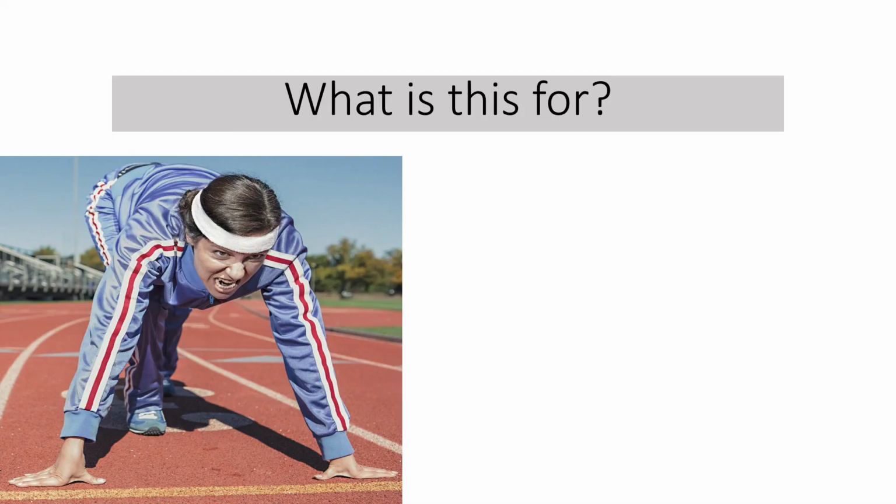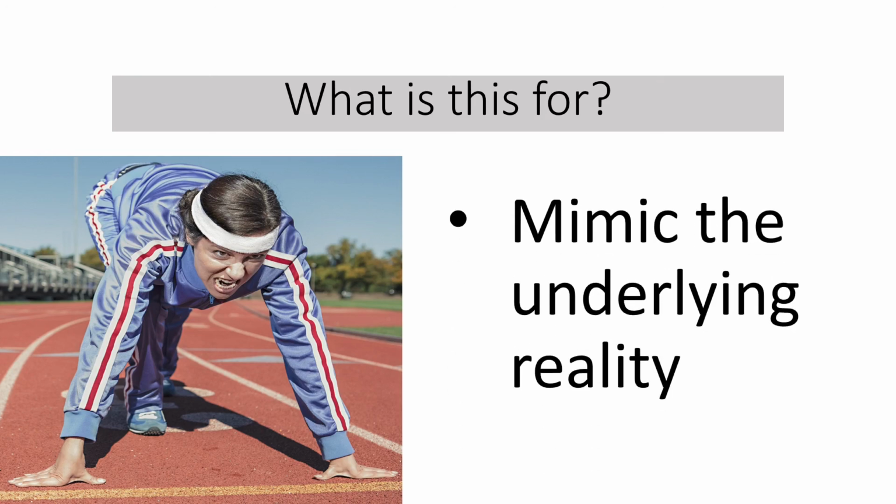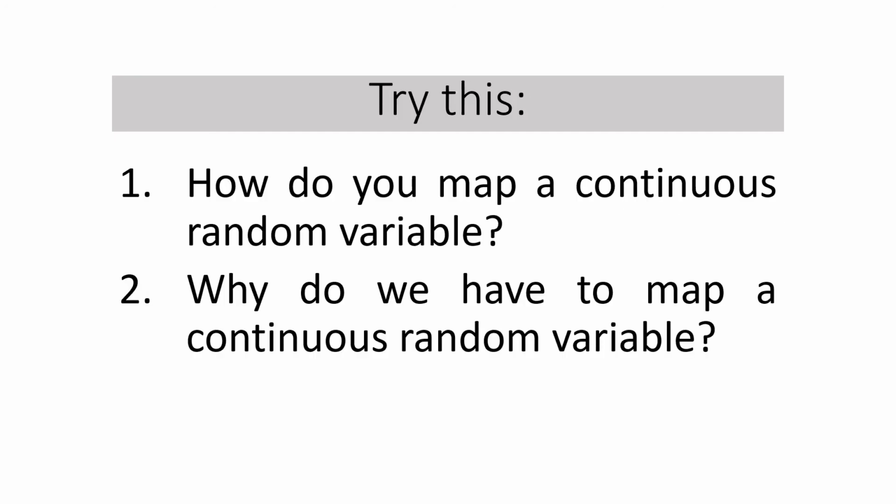What is the significance of knowing this? In many situations, values can be countless within a certain interval, like when you are asked, how long can you run for 10 minutes? The distance you travel may vary every time you try. So in this case, mapping a continuous random value can properly mimic the underlying reality. After all being said and done, let's try this. How do you map a continuous random variable? And why do we have to map a continuous random variable?